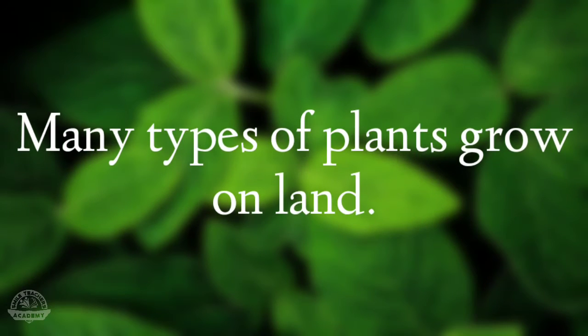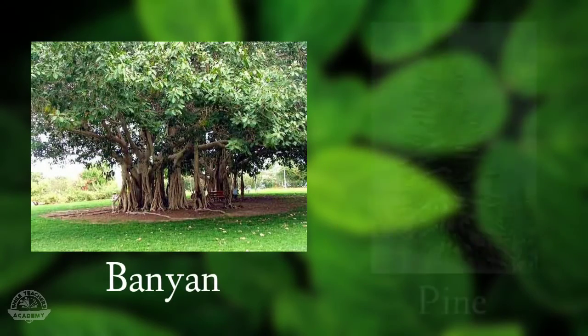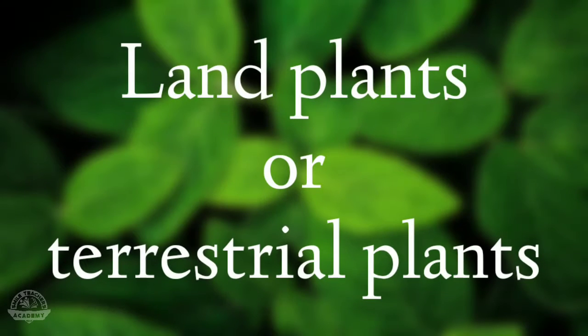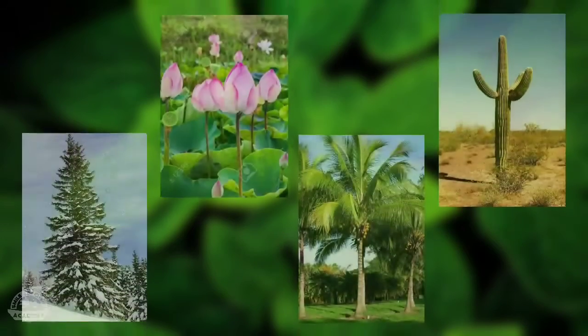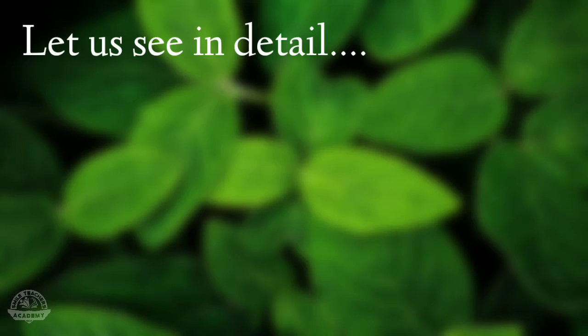Many types of plants grow on land. Plants like mango, neem, banyan, and pine grow on land. They are called land plants or terrestrial plants. Different plants grow in different kinds of places and climate. Let us see in detail.